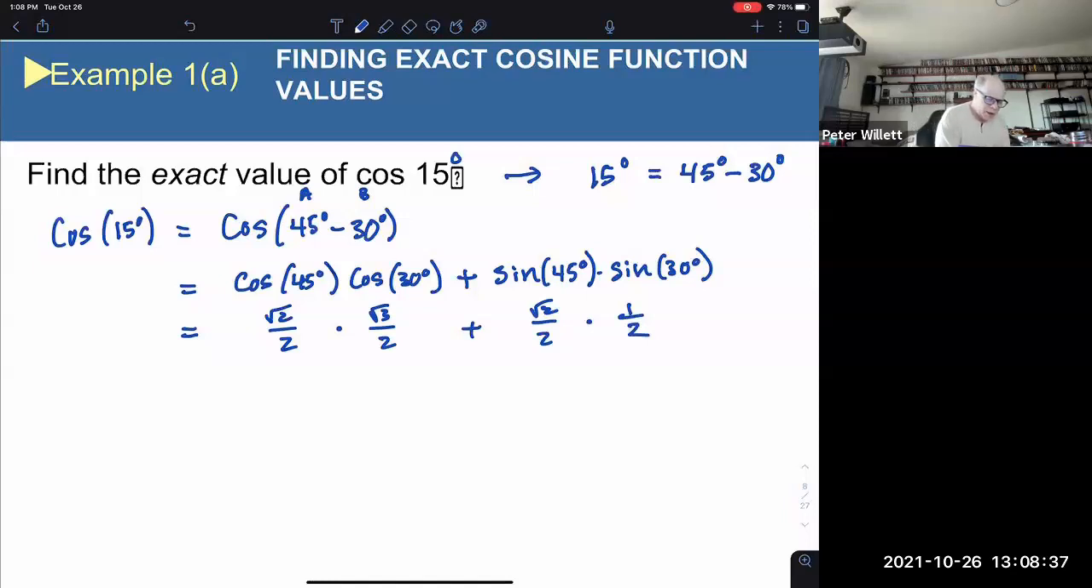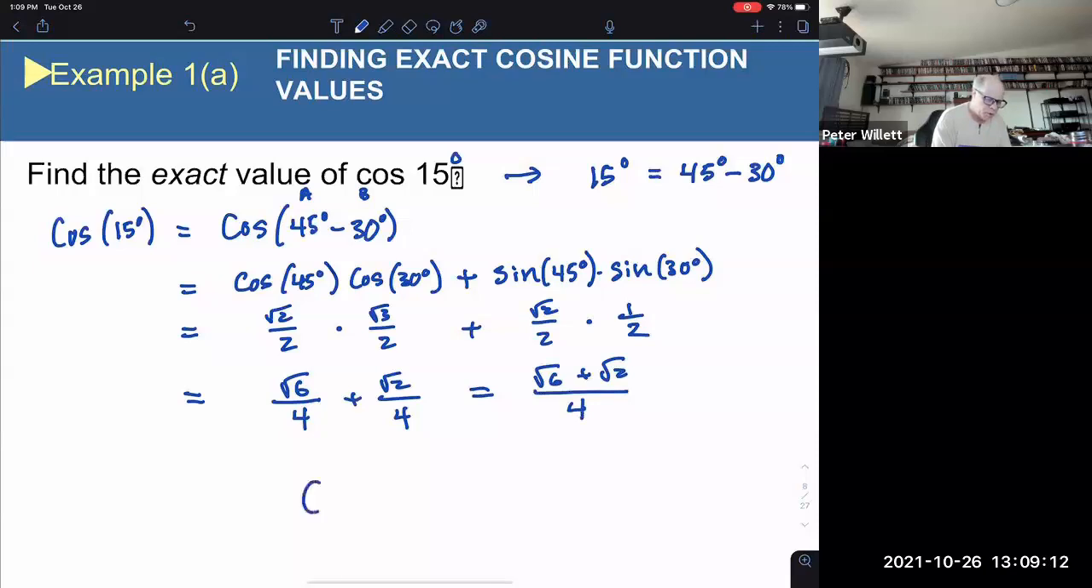And so we can now do a little bit of arithmetic here. Square root of 2 times square root of 3 is the square root of 6, and 2 times 2 is 4. So that's the left fraction. On this right side, we have square root of 2 times 1, so that's square root of 2, and on the bottom, 2 times 2 is also 4. This gives us a common denominator. So I can add up the numerators, the square root of 6 plus the square root of 2, all over a common denominator of 4.